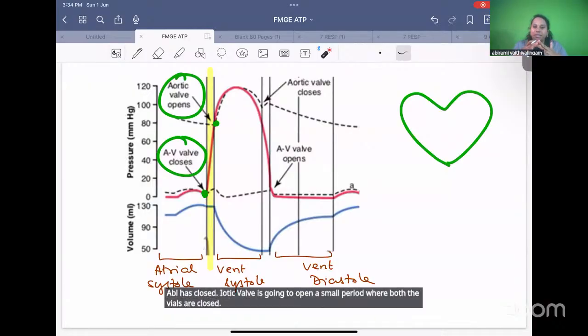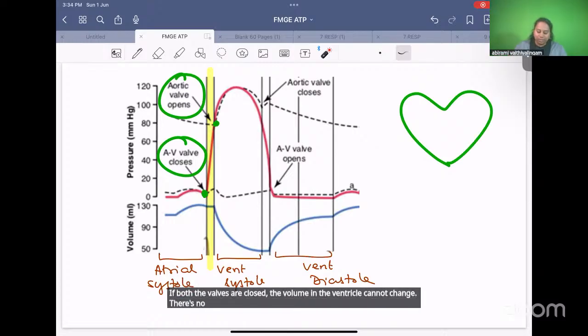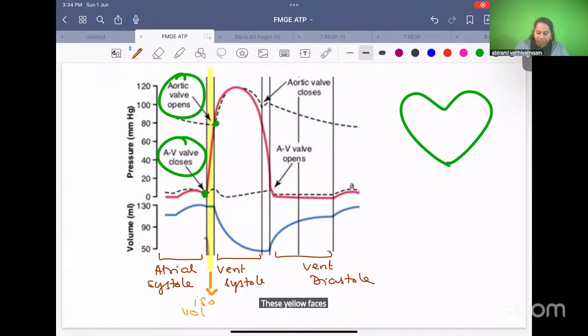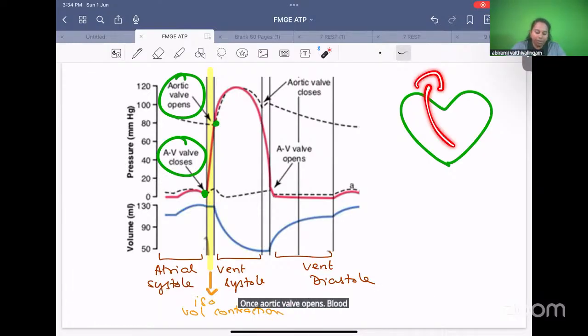If both the valves are closed, the volume in the ventricle cannot change. There's no outlet. So this is called the isovolumetric phase. This yellow phase is isovolumetric, followed by contraction. So it is the isovolumetric contraction phase, because it is followed by ventricular systole.